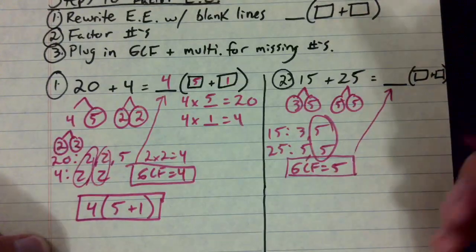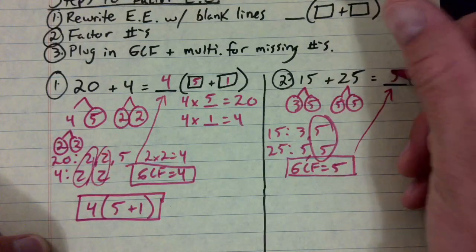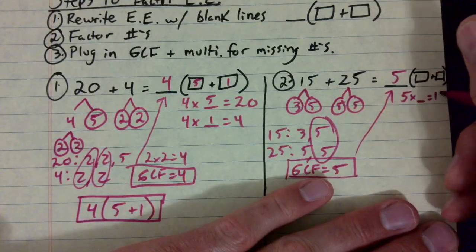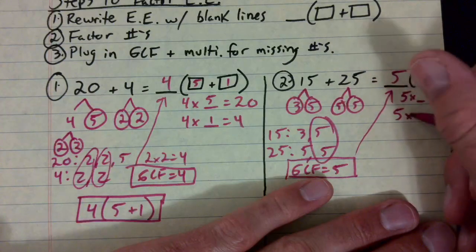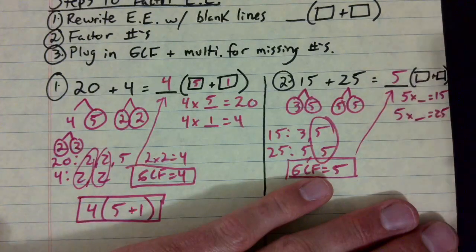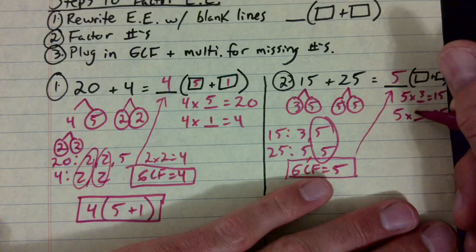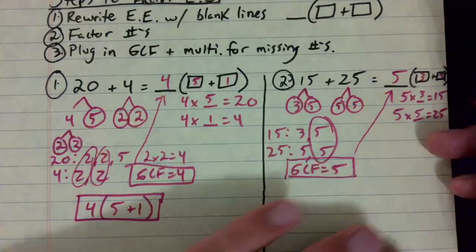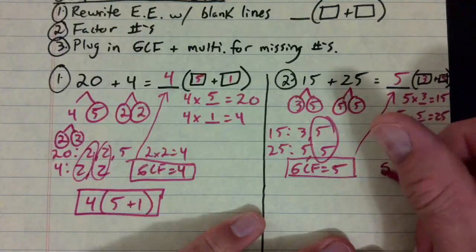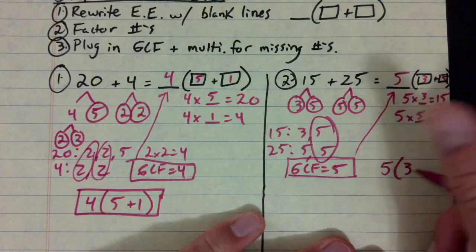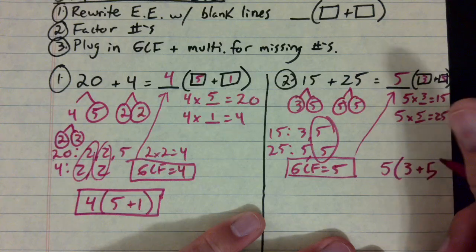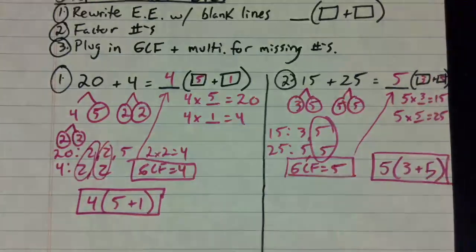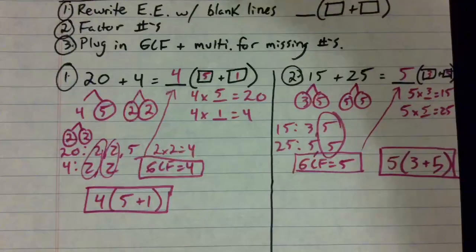That's step 3. Step 3, plug in your GCF. And then 5 times what will give you 15, and 5 times what will give you 25. Good. That's 3 and 5. So just plug in your 3 and plug in your 5. So your answer is 5 times the quantity 3 plus 5 is your equivalent expression. That's it. Let's try another one.